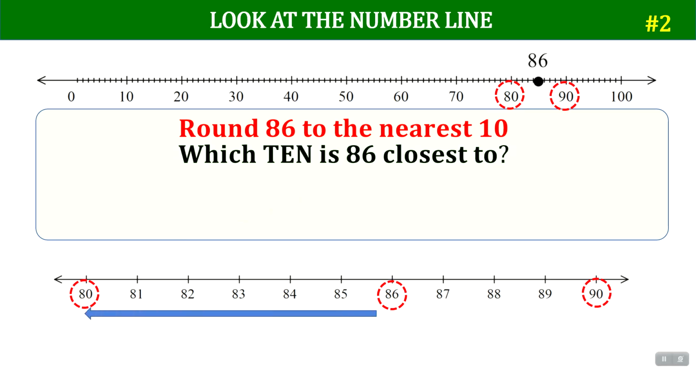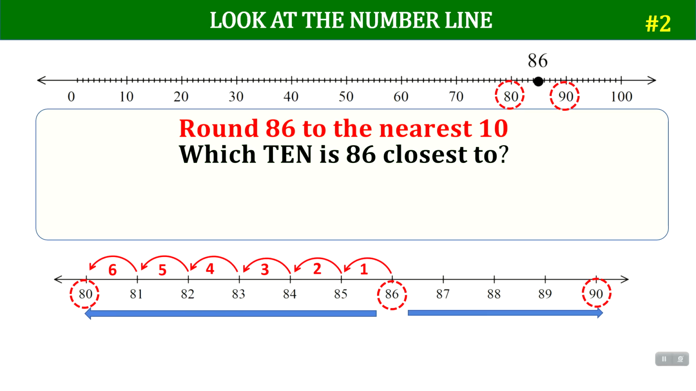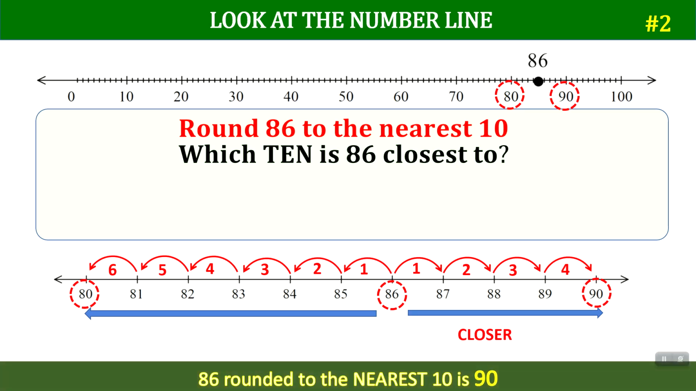We have to figure out which 10 86 is closest to. Again, we will count from 86 back down to 80. 1, 2, 3, 4, 5, 6. It takes us 6 jumps to get to 80. And we'll count up to 90. 1, 2, 3, 4. It only takes us 4 steps to get to 90, and so therefore 86 is closest to 90, and therefore 86 rounded to the nearest 10 is 90.